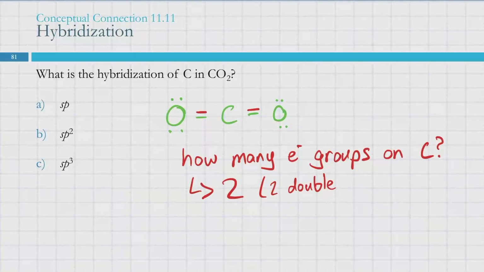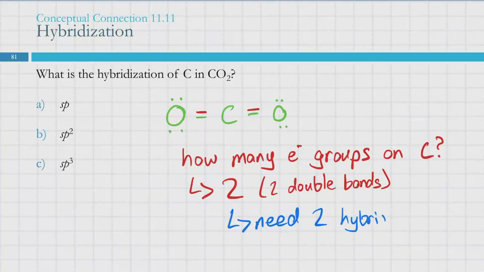So we've got 2 electron groups because we've got 2 double bonds. Double bonds count as 1 group, triple bonds count as 1 group, single bonds count as 1 group, lone pairs count as 1 group, lone electrons, radicals count as 1 group. So we've got 2 different things. They're both double bonds. And so we're going to need 2 hybrid orbitals.